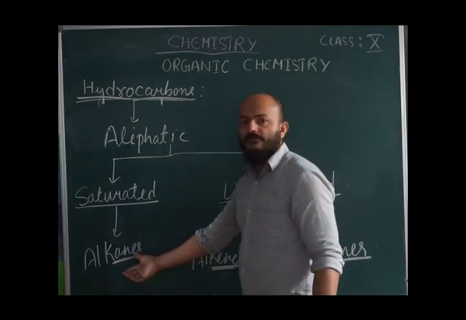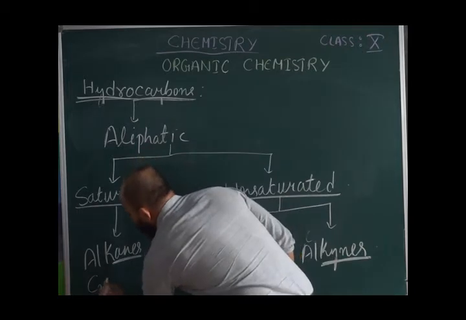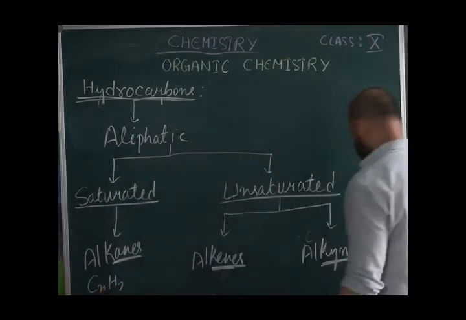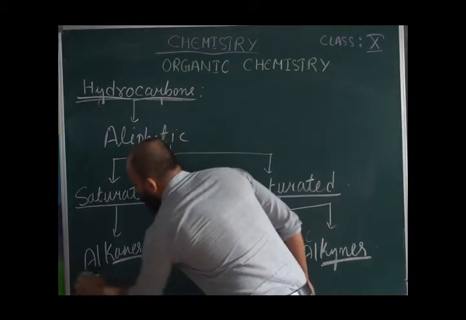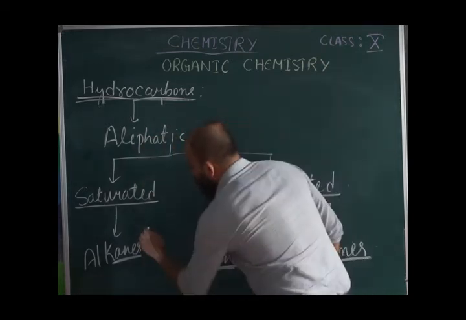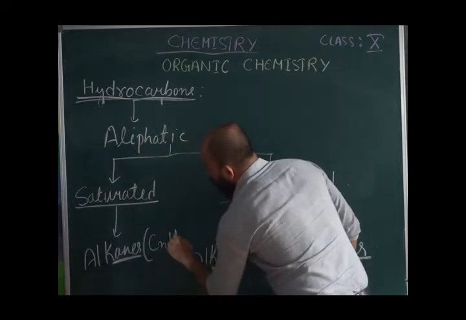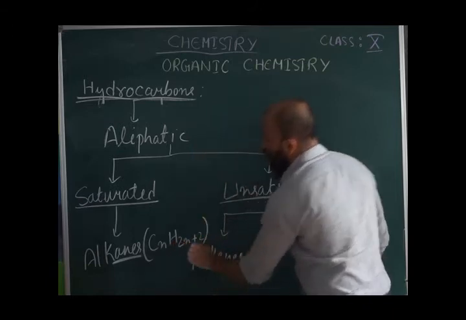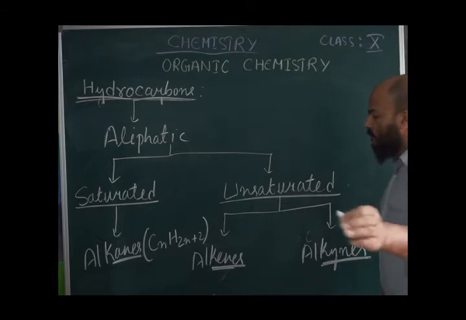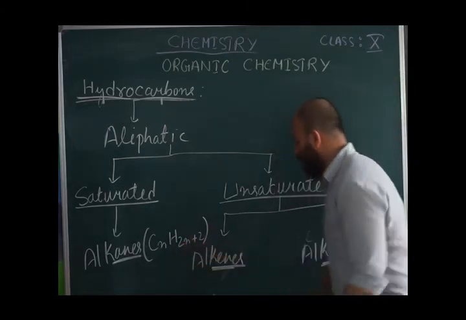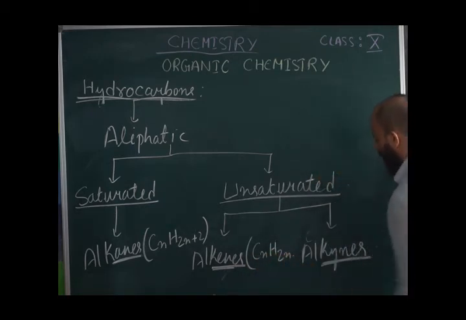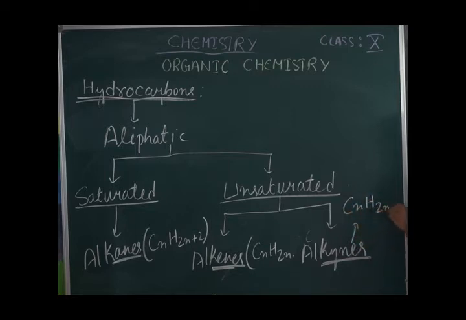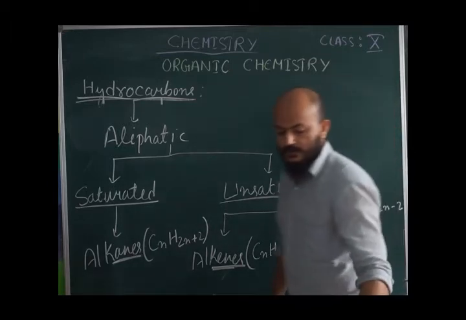So the general formula for alkane is CnH2n. The general formula for, let me write it here, it may not be visible here in the video. So here it is, CnH2n plus 2. So this is the general formula for alkane. Please don't worry, I'll be explaining this part also. Alkene is CnH2n, and this alkynes is CnH2n minus 2. Okay, so you have to remember this.